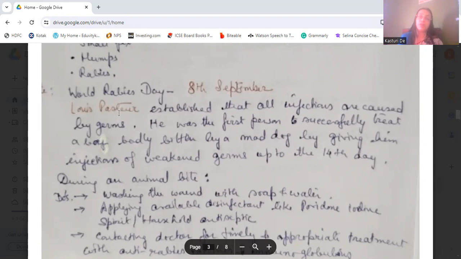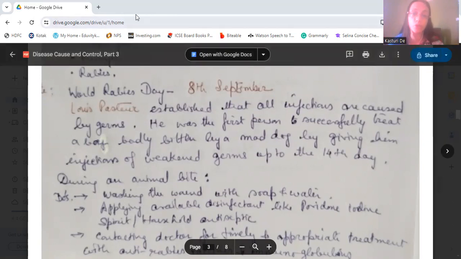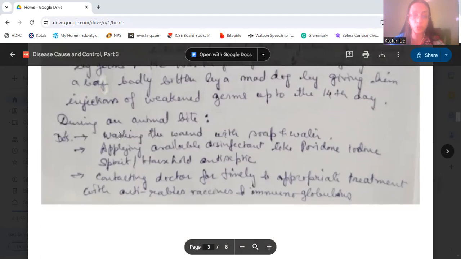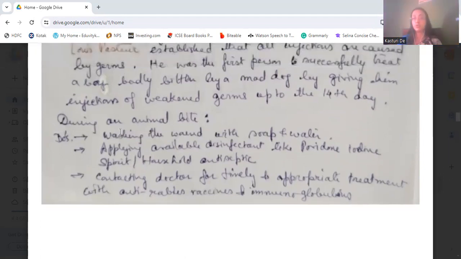During an animal bite, what should we do and what should we not do? First, the do's. We should wash the wound with soap and water. Apply available disinfectants like povidone iodine, spirit or household antiseptic on that wound. Then contact a doctor for timely and appropriate treatment with anti-rabies vaccines and immunoglobulins, after primary treatment at home.